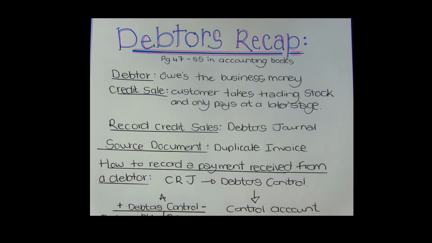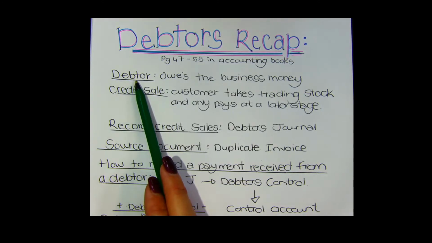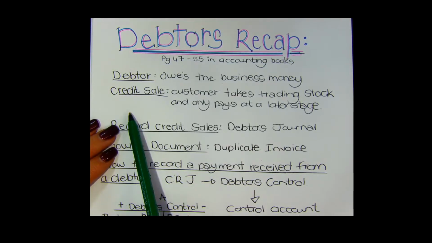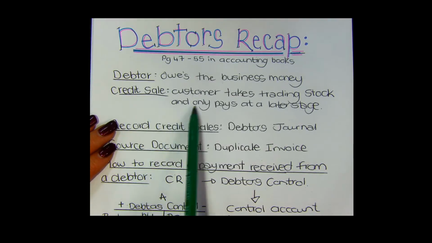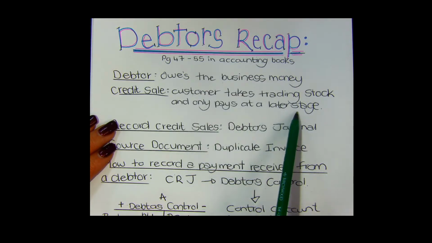Remember, when we deal with accounting, we always look at it from the business's point of view. So you must ask yourself, who is this to my business? A debtor is someone who owes money to me, being the business. So a debtor owes the business money. Why does a debtor owe a business money? Because the business did something called a credit sale. A credit sale is when the customer takes the trading stock and only pays for it at a later stage.